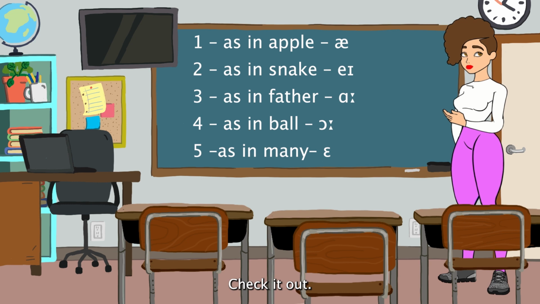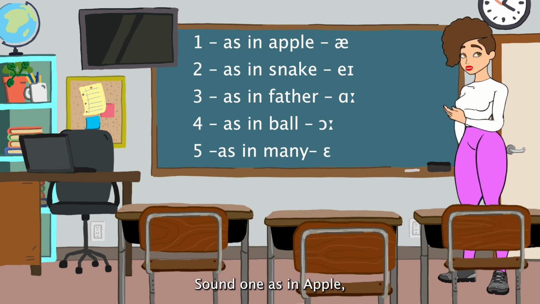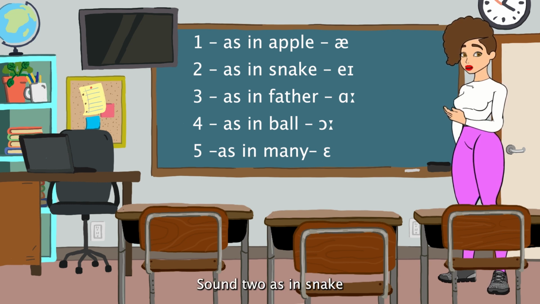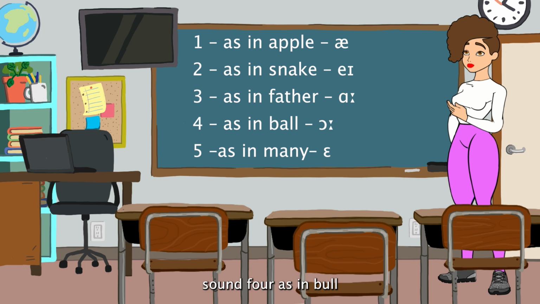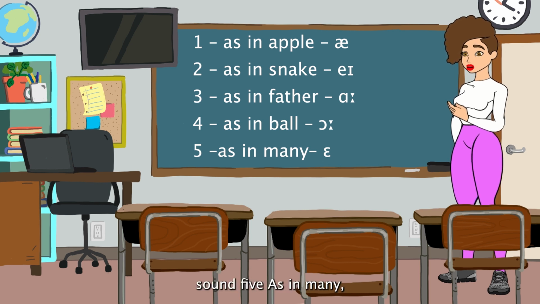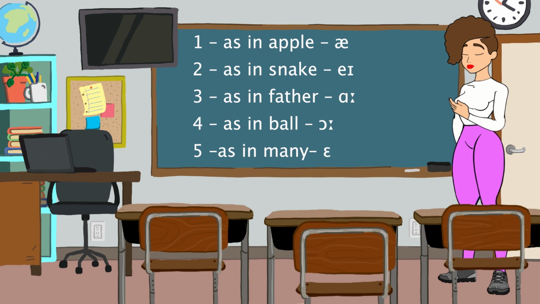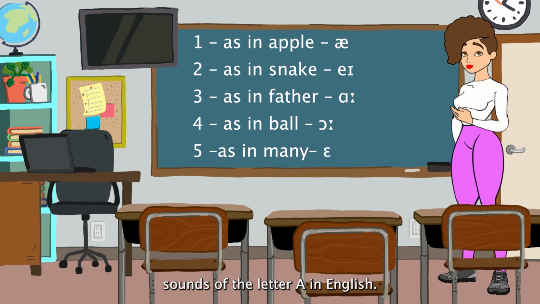Check it out. Sound 1 as in apple. Sound 2 as in snake. Sound 3 as in father. Sound 4 as in ball. Sound 5 as in many. You can use the phonemic chart to check each of the different sounds of the letter A in English.